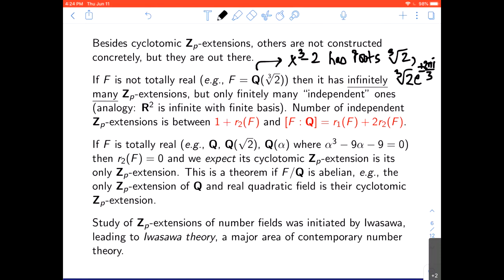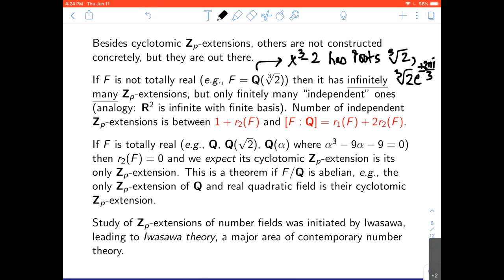Like Q adjoin the square root of 2 has two embeddings, but their images, in fact, are the same. Or I gave that other example, Q adjoin alpha, where alpha cubed minus 9 alpha minus 9 is 0. That's one field. It has degree 3, but every single root is a real number. And so x cubed minus 2 has some non-real complex roots. Good. Is that okay? Good, yeah.